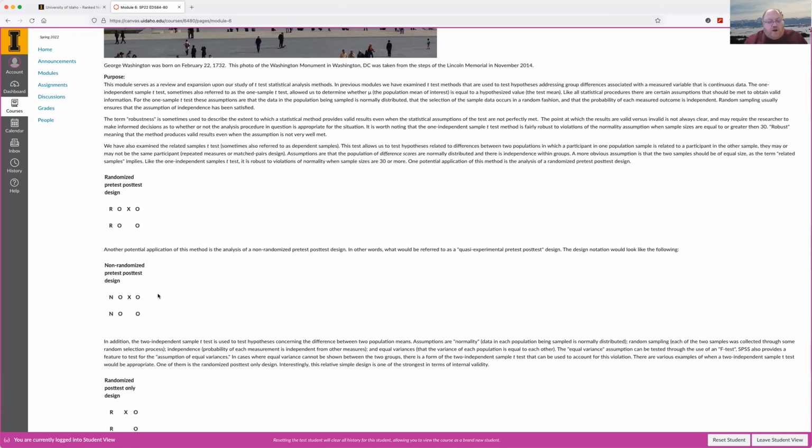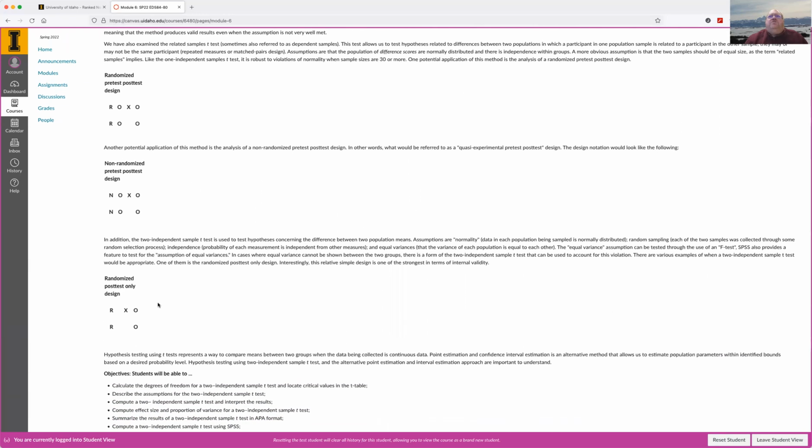In cases where equal variance cannot be shown between the two groups, there is a form of two independent sample t-tests that can be used to account for this violation. There are various examples of when a two independent sample t-test would be appropriate. One of them is the randomized post-test only design. Interestingly, this relatively simple design is one of the strongest in terms of internal validity. So here's what you have with the randomized post-test only design, how that is set up.